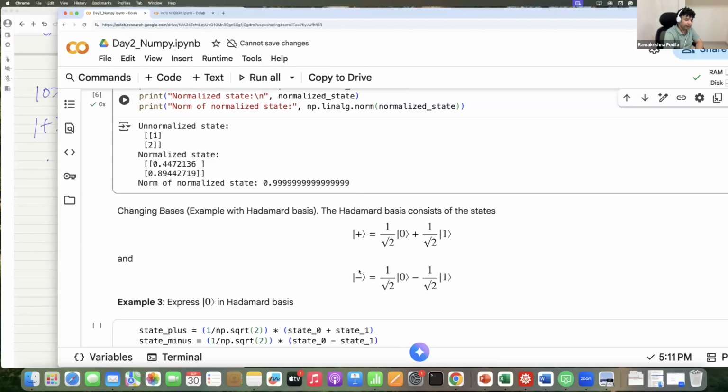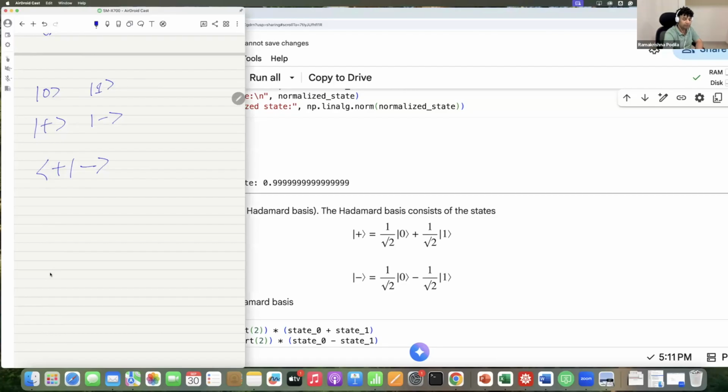Can you check whether these plus and minus would be orthonormal? What would the value be if I did plus times minus? You can put that in the chat. What would plus times minus be for the Hadamard basis states? Would that be 0 or would that be 1? Okay, I see only one answer. Is everyone following? Okay. Plus times minus, Mahesh, would that be 1 or 0?